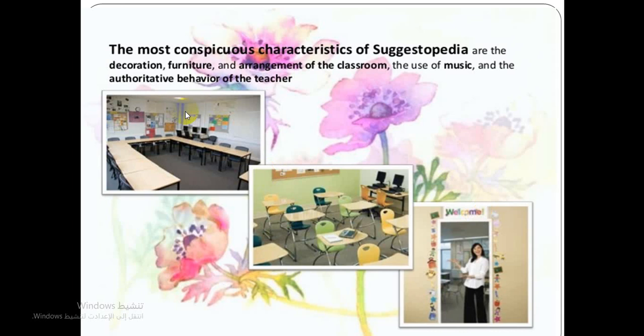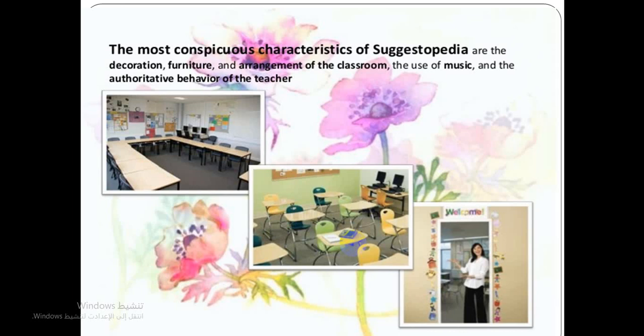What are the main characteristics of Suggestopedia? As you see here in these pictures, a relaxing and rich sensory learning environment. A cheerful environment facilitates the learning process. The classroom, as you see here, is bright and cheerful. Armchairs, decorations, pillows and cushions on the floor, hats and masks, calm music. Colorful posters on the wall.